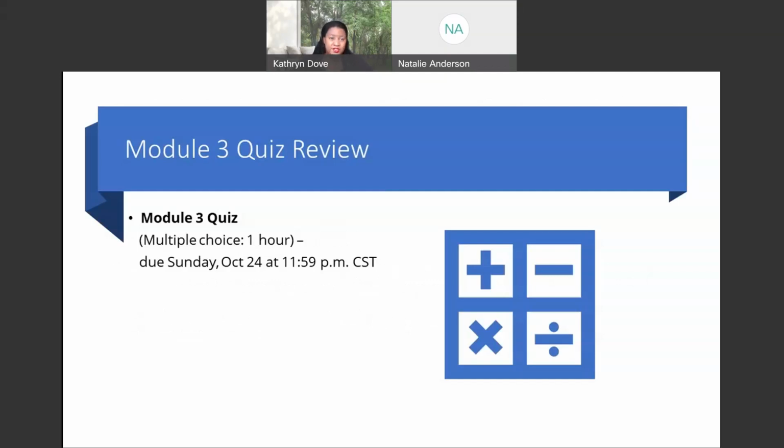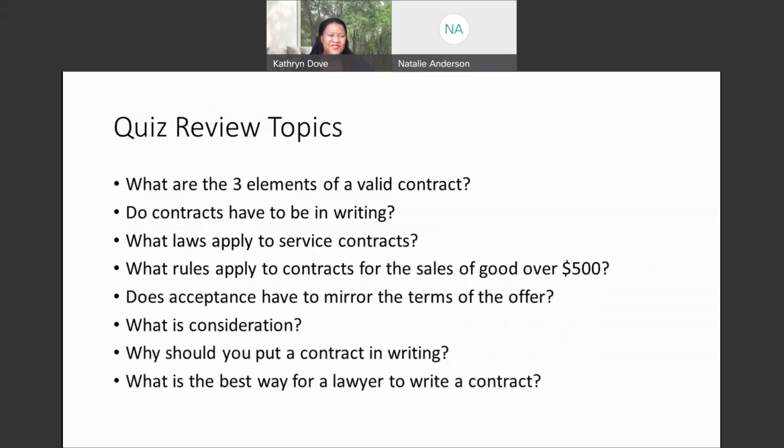Great. So it's a busy week in the course. You have your Module 3 quiz, which I helped to revise. And I took the quiz. I got an A on the quiz, so it can be passed. After having taken the quiz, I came up with this list of review topics. Here is what you need to know for the Module 3 quiz.